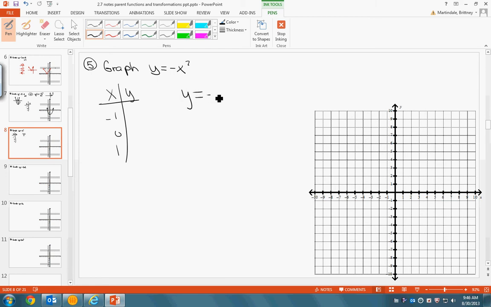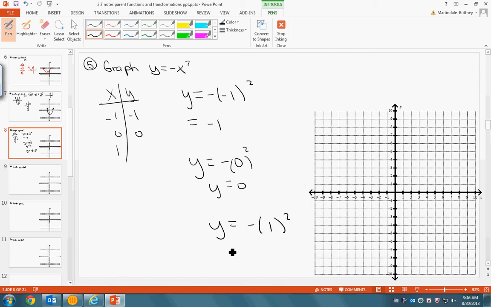So if we were to put in -1, order of operations, -1 squared is 1 with a negative in front. If we were to do 0, well, that's just 0, so that should be easy. If we were to do 1, order of operations, 1 squared is 1 with a negative in front. So our answer is going to flip over the x-axis. So the original looked like that. Our answer flipped over the x-axis.